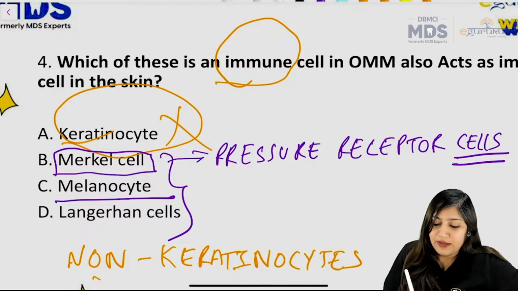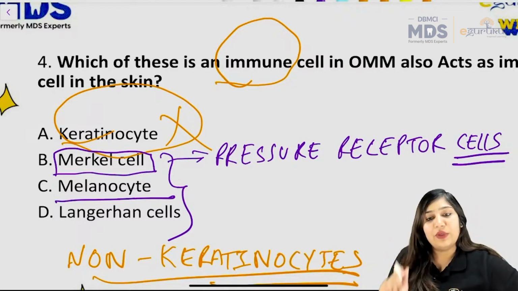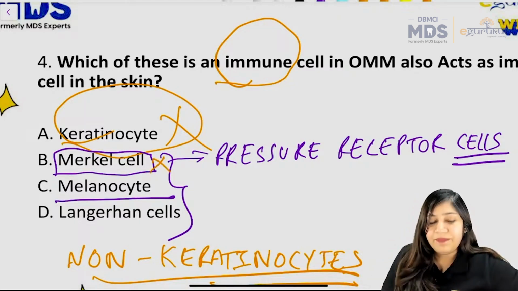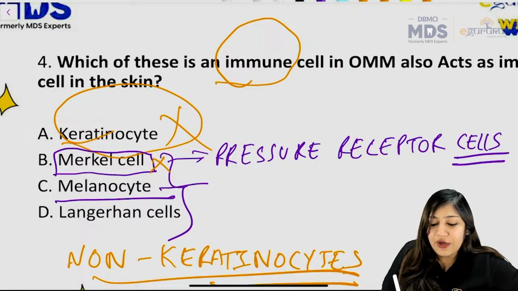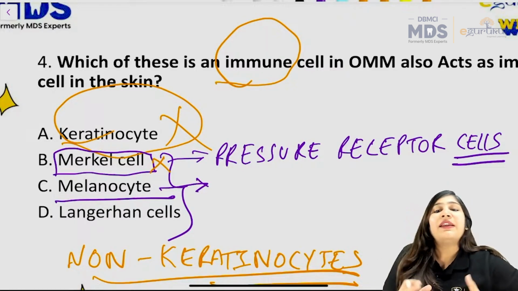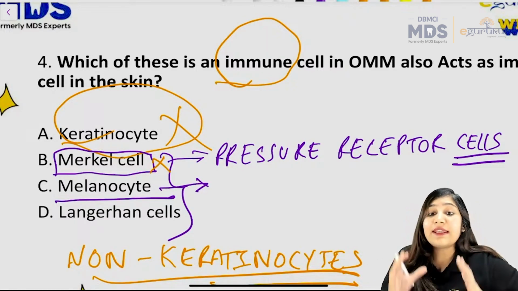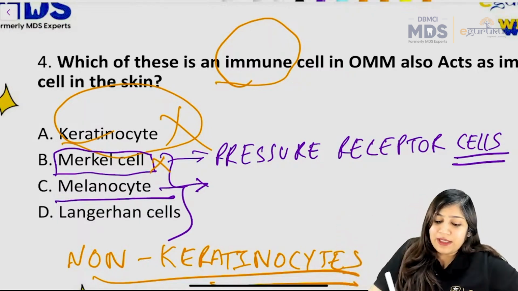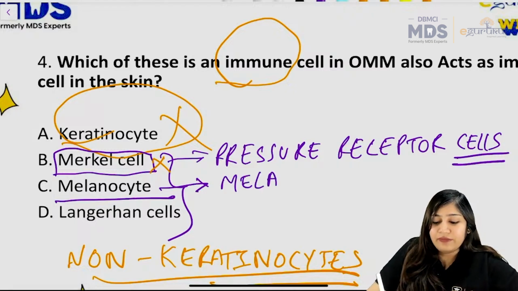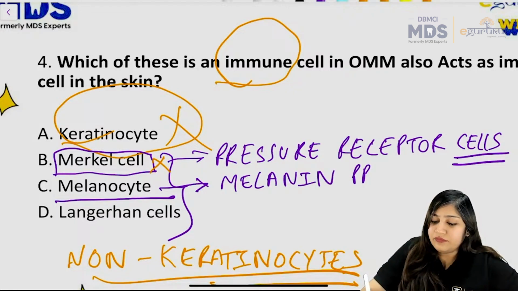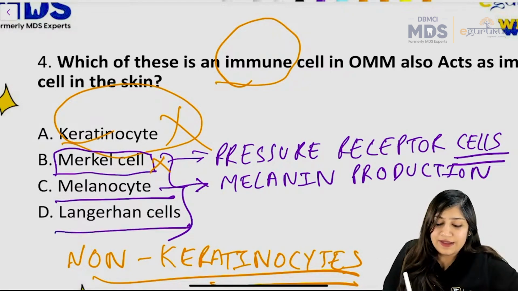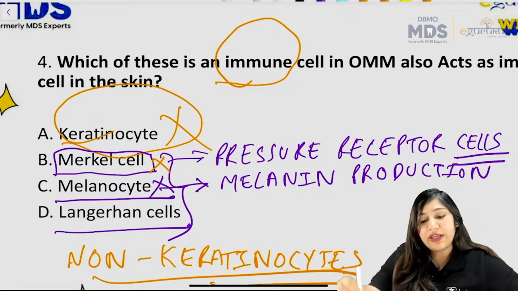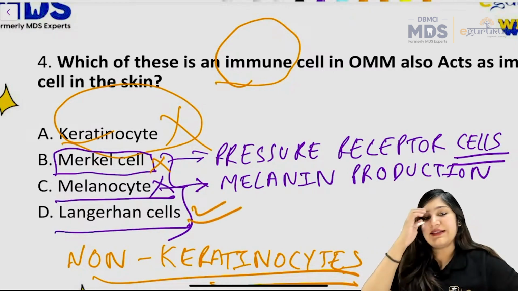Right. But from these three, only one is an immune cell. So Merkel cell is basically a pressure receptor cell. It can't be an immune cell. So it is cancelled. Melanocyte. Melanocyte is basically a melanin producing cell, right? It is a dendritic cell. A single melanocyte can connect to 30 to 40 keratinocyte cells. But its main function is melanin production. Last, Langerhans cell. So remaining is Langerhans cells only. So the correct option here is Langerhans cells.